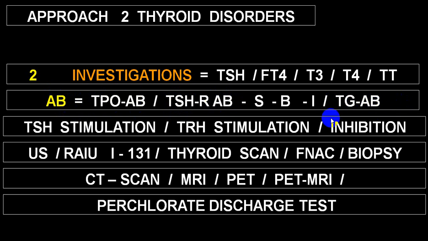These are the common ones, and I've already told you that stimulation test or inhibition test are mainly done to find out central causes. We call them pituitary induced or hypothalamic induced. In that, TRH or TSH stimulation test or inhibition test are being done. And ultrasound, radioactive studies, all those are being done in case of thyroid nodules or thyroid goiter. So these are the tests which are done. And perchlorate test is done in one congenital disorder where there is an enzymatic defect.